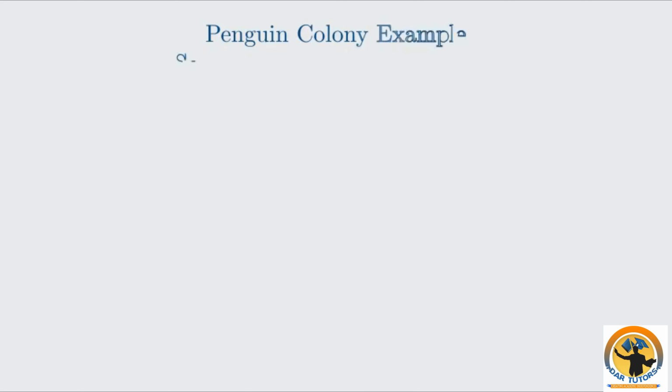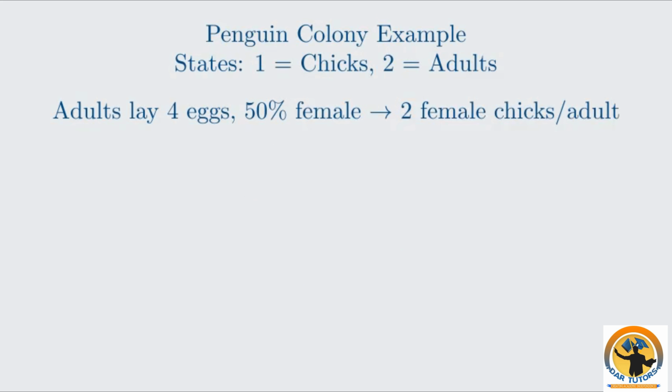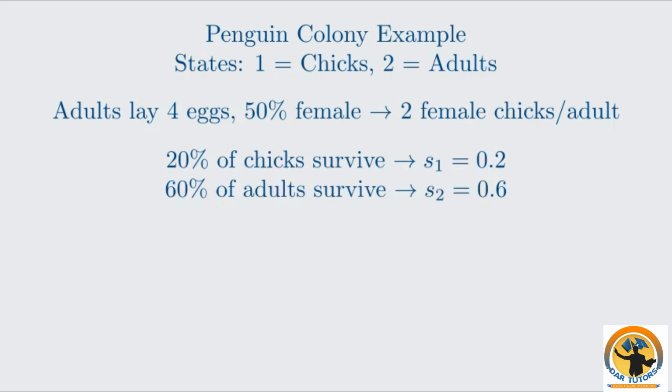Let's work through an example with a colony of female penguins, which we'll divide into 2 age groups: chicks, newborns, and adults. We're given that adults lay 4 eggs per year, with a 50% chance of each being female. This means each adult female produces on average 4 times 0.5 equals 2 female chicks. This is the fertility rate F sub 2. We're also told that 80% of chicks die, meaning 20% survive to become adults. So the survival rate S sub 1 for chicks becoming adults is 0.2. Finally, adults have a 60% chance of surviving to the next year, making S sub 2 equal to 0.6.